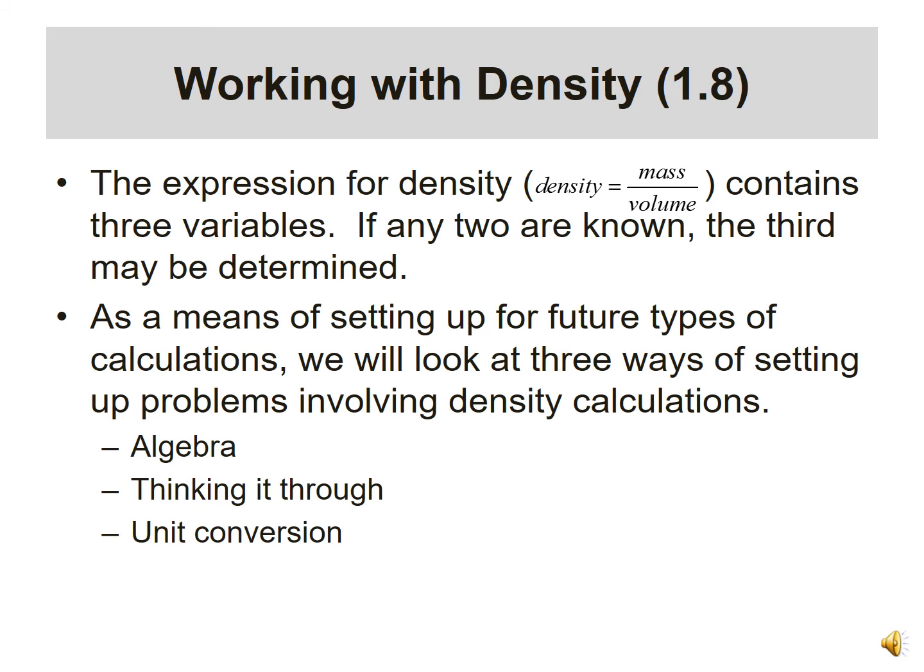We're going to look at three ways of handling a problem like this, where we know two of those parameters, we want to find the third. We're going to use algebra, because I know that'll be your favorite way. We're going to think about just thinking it through, sitting back, putting our feet up, and thinking about the problem. And then we're going to look at what's called the unit conversion method, which we'll use later on as well.